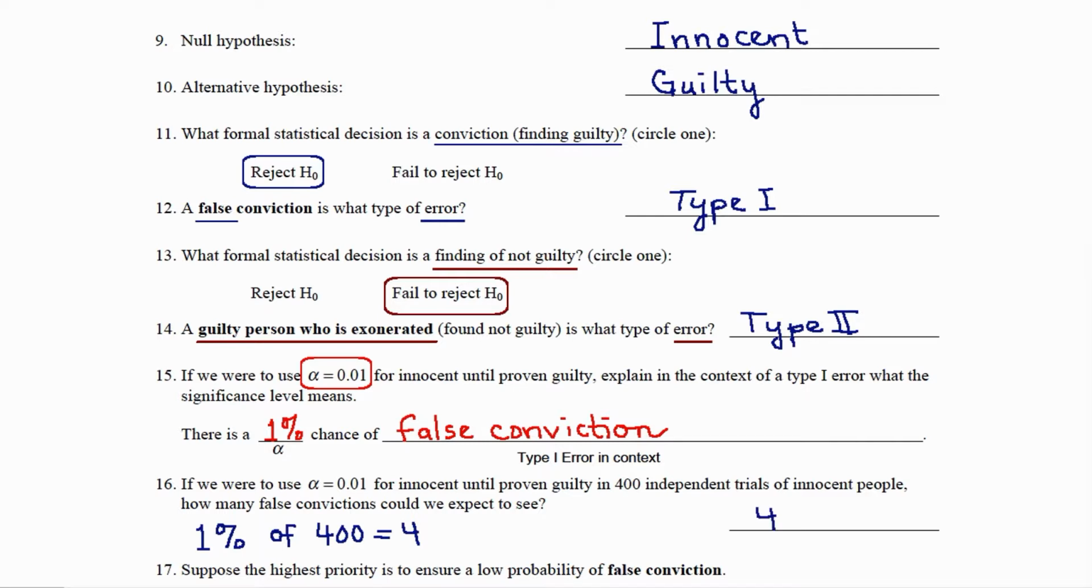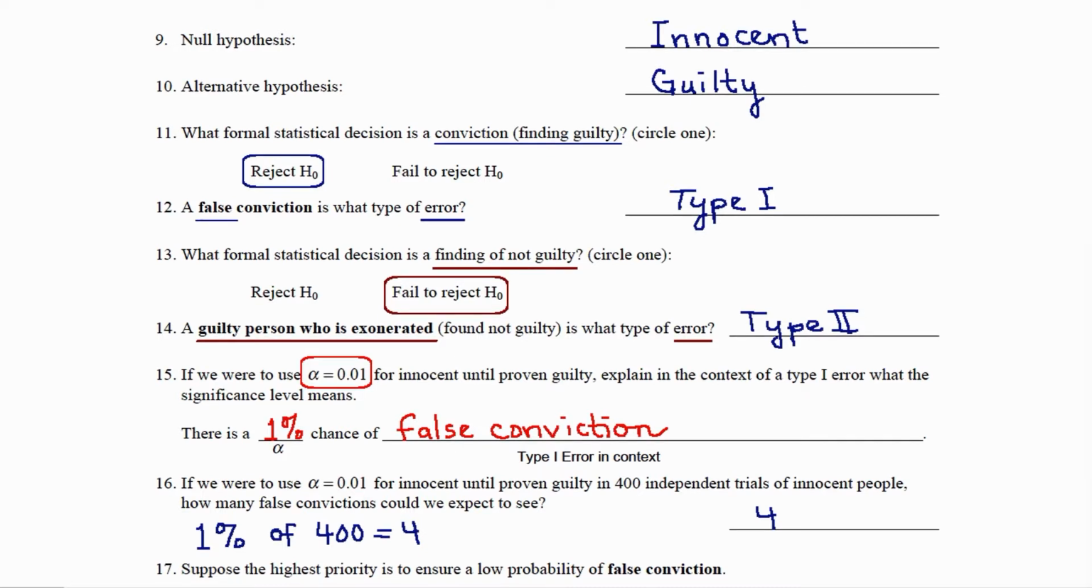So if our trials really are using approximately a 1% level for that definition of guilty beyond a reasonable doubt, right? Proven beyond a reasonable doubt. If our reasonable doubt is there's a 1% chance that that person is innocent, but we're going to go ahead and convict, then we can expect that out of 400 independent trials, we're convicting 4 people. That's exactly what it means.